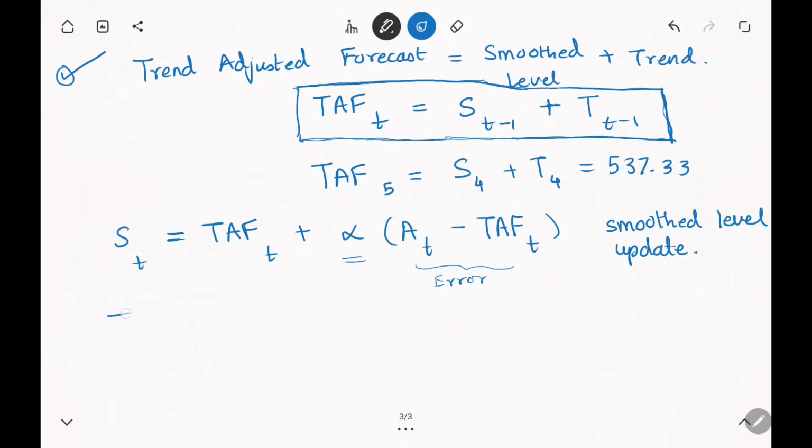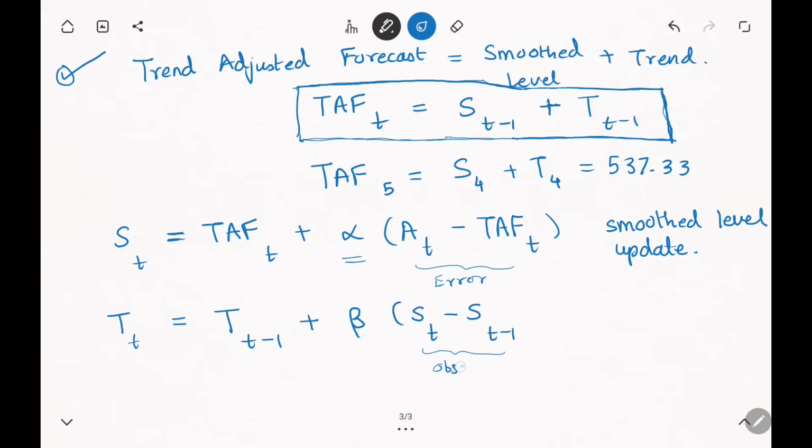We also update the trend. For updating the trend, we find out how much the level has changed beyond what the previous trend predicted. How can we find out how much the level has changed? For that, you take S(t), the smoothed level at time period t, minus S(t-1), the smoothed level at time period t minus 1. That is the change in the level.